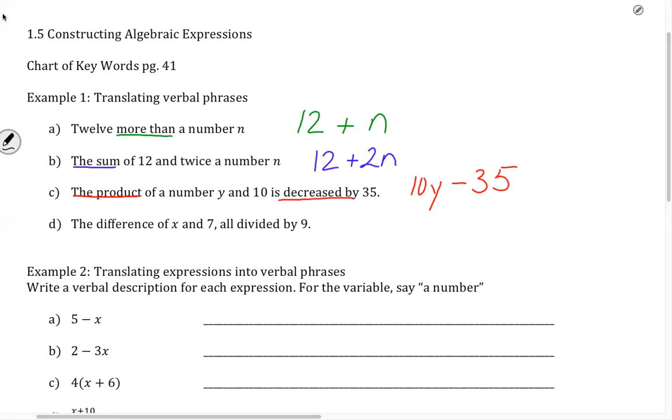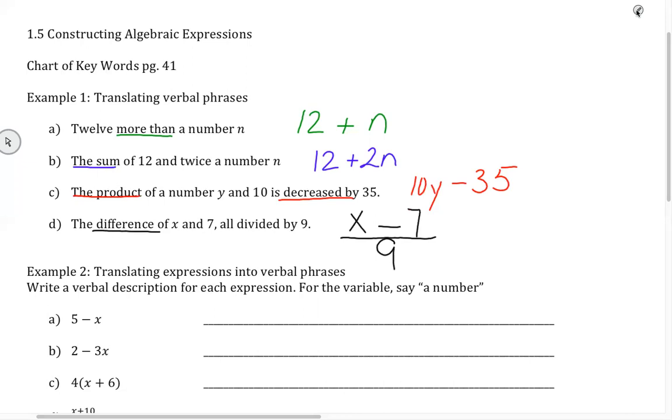Last but not least, the difference. That means I'm going to subtract. So I'm going to subtract the next two things, and here's where order matters. We have to put it in this order. So the difference of x and 7, I have to do x minus 7, and it says all divided by 9. All divided by means I'm going to have a big fraction bar there. And it says just divide it by 9. So we have x minus 7 over 9.